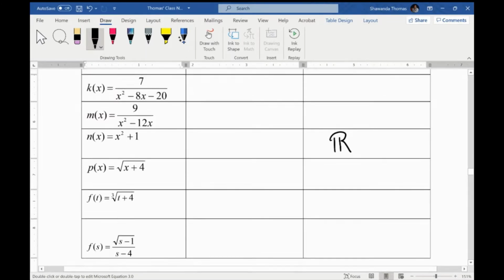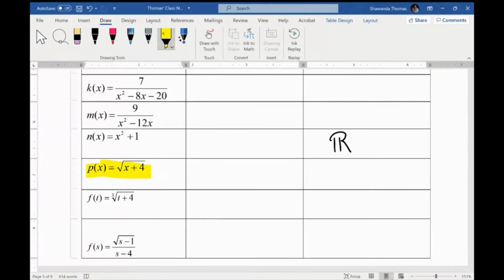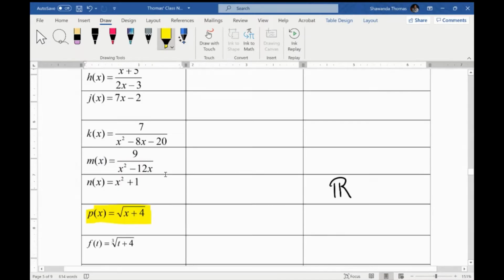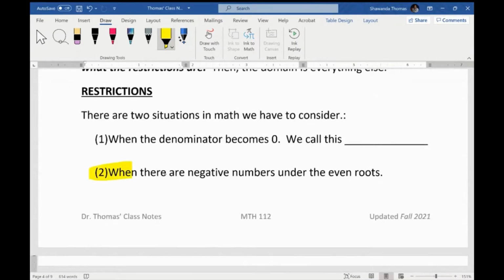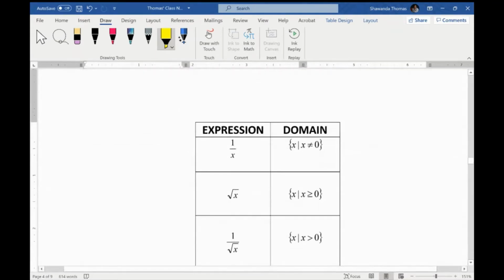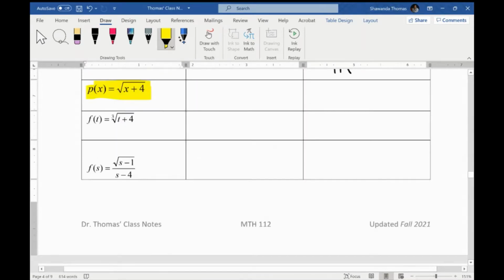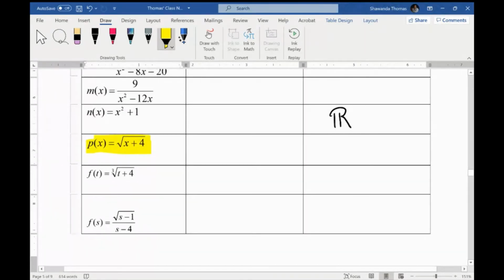All right, let's look at P of X. Now, is a fraction involved here? No. What is involved here? Because we're looking at our restrictions, we only have two things to be concerned about, and this time it's this situation right here. We only want positive values or zero under the radical. Anything else is a problem.